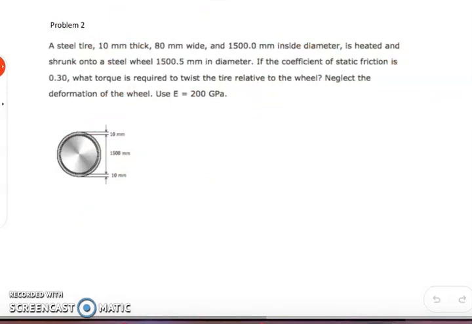Problem number 2. A steel tire 10 mm thick, 80 mm wide, and 1,500 mm inside diameter is heated and shrunk onto a steel wheel 1,500.5 mm in diameter. If the coefficient of static friction is 0.3, what torque is required to twist the tire relative to the wheel? Neglect the deformation of the wheel. Use E equal to 200 gigapascal.